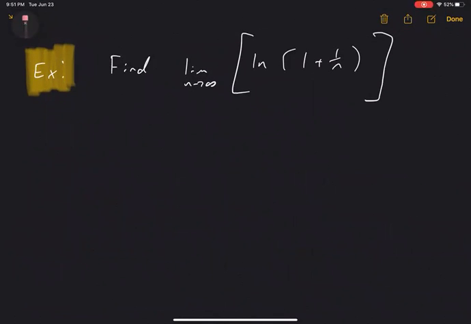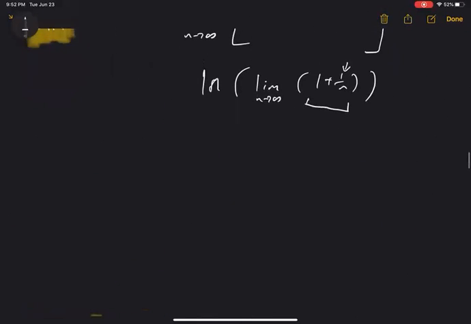First, I try to take the limit inside. ln is a continuous function. It's not continuous at 0, but it's continuous for all positive numbers. So I take the limit inside. And now this limit's pretty easy. The limit of 1 plus 1 over n: I know this part's going to 0, so I have essentially 1 plus 0. So the limit of the stuff inside is just 1.